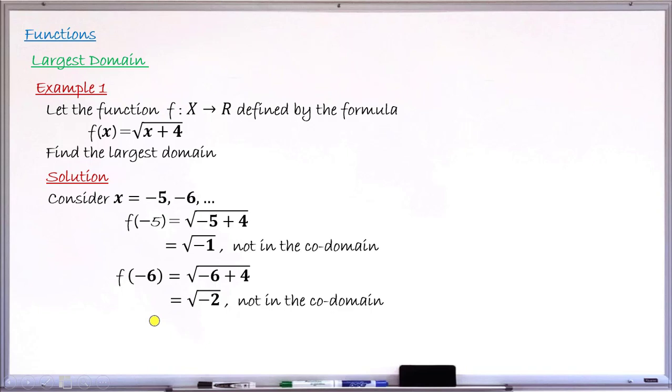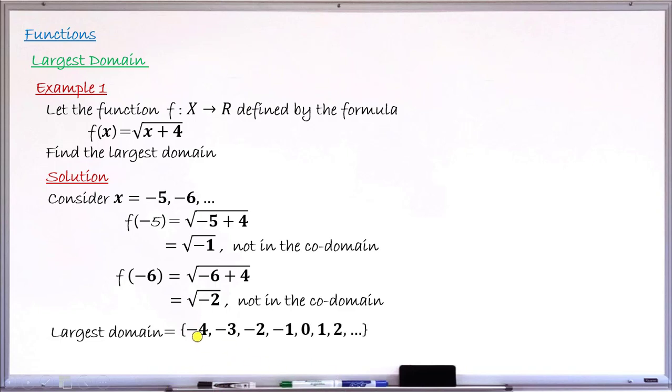If I take even f of minus 7, it will still give me another negative square root. So all those numbers that are negative, that are smaller than minus 4, will not have an image in the codomain. So if I should make my domain as large as possible, based on just these two that I have seen, it is those set of values that I have now removed from set of real numbers to get my largest domain. Therefore, the largest domain would now be set of real numbers, but excluding all those negative numbers less than minus 4. So let me just write my largest domain.